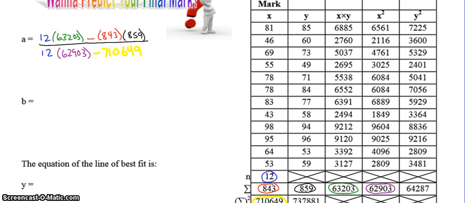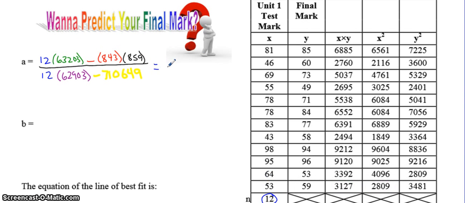And now we're going to use our calculator to figure out the numerator and the denominator. In the numerator, we get 34,299. On the denominator, we get 44,187, and that works out to 0.7742, and round them to 4 decimal places. That is your A value.